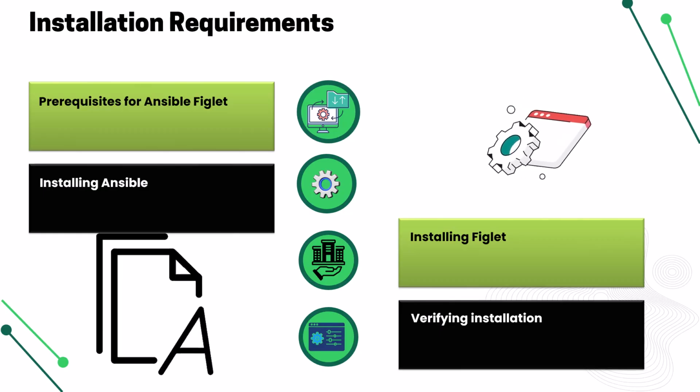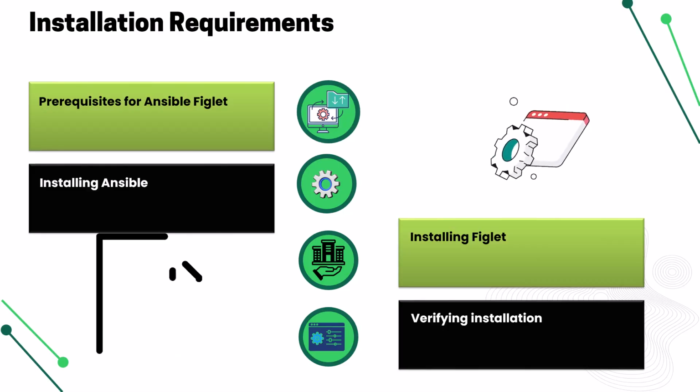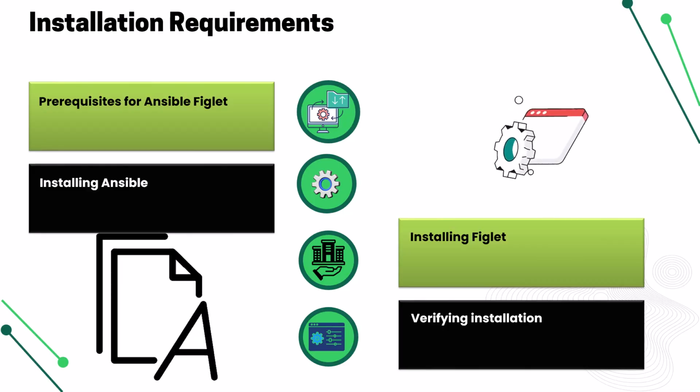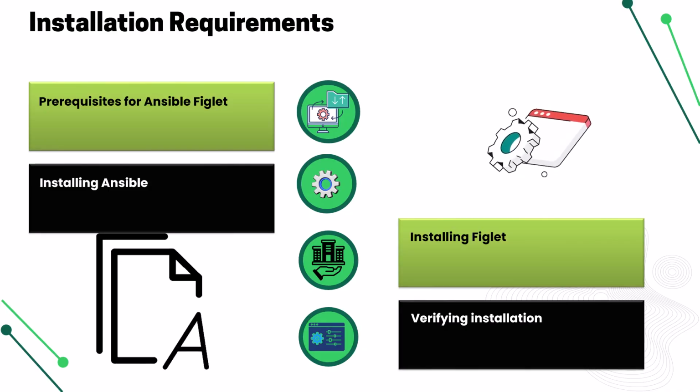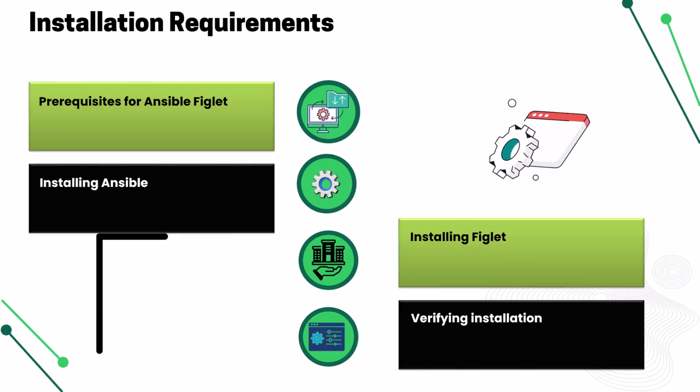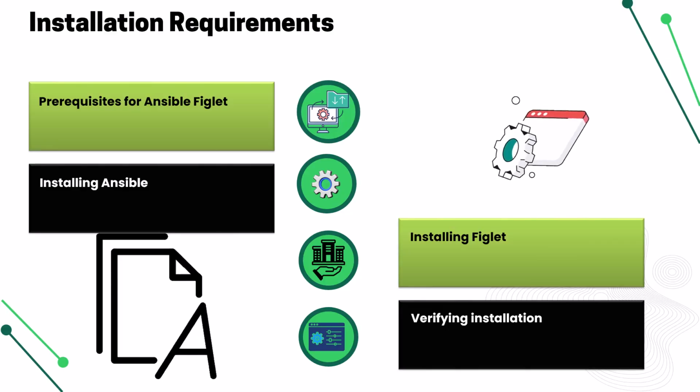Before we get creative, let's set things up right. First, we need Ansible. Installing it is a breeze. Then Figlet, just a simple package installation, and boom, ASCII magic. A quick verification step ensures everything runs smoothly. No one wants troubleshooting nightmares, right?